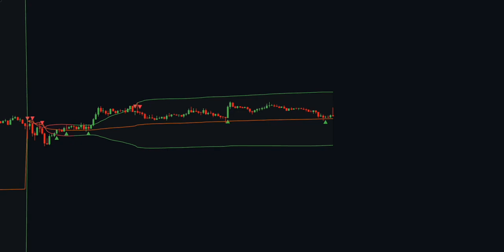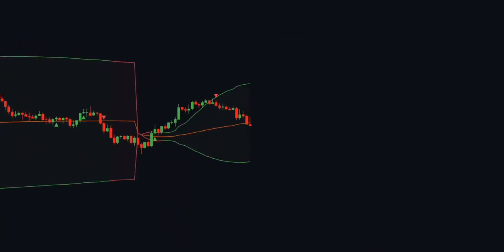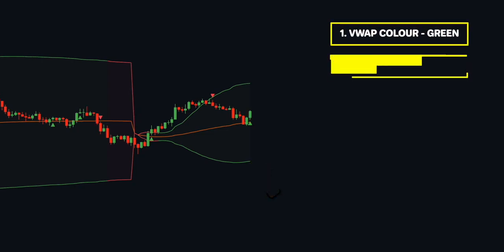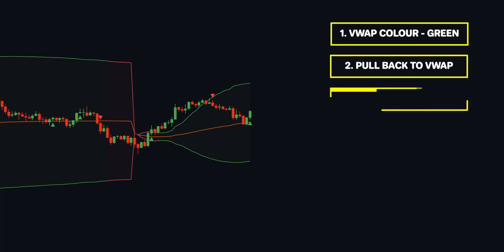One of the strategies you can test is the following. To initiate a long trade, first check if the VWAP color is green. The second rule is to confirm a pullback to the basis line. The final confirmation will be a green triangle below the candle bar.